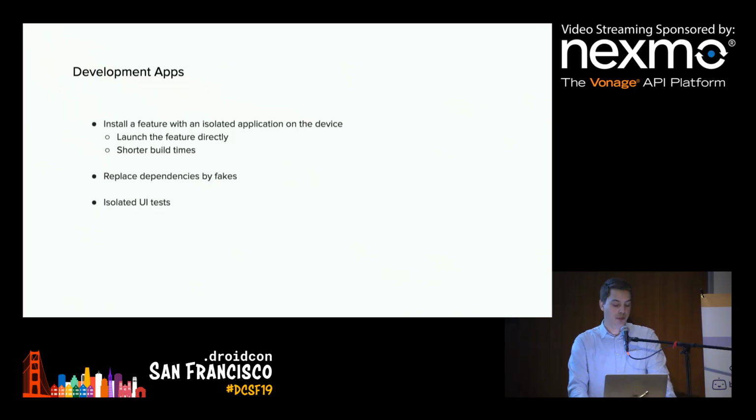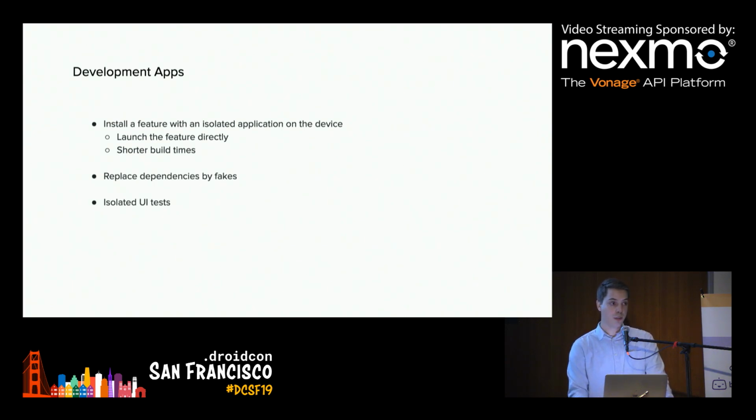Development apps have other benefits, like you get shorter build times. You don't need to build the entire product over and over again. We are having millions of lines of code in our repository, and you can imagine that it's quite slow to compile the app. So development apps have this big benefit. The other thing is that you launch into the feature directly. You don't have to navigate through the whole application first. Instead, you see your feature right on the screen.